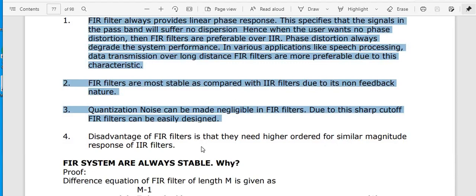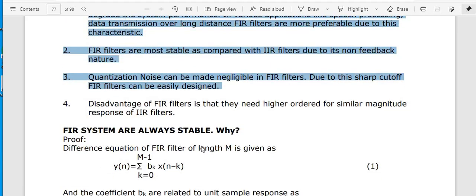What is the disadvantage of FIR filters, students? They are of much higher order when compared to the magnitude response of IIR. IIR filters do not need such high orders. IIR can take lower orders; when we solve a problem, we may get a value like 1.2, so we round it off to the greater integer, that is 2, and so on. But in FIR, the orders are very high when compared to IIR.